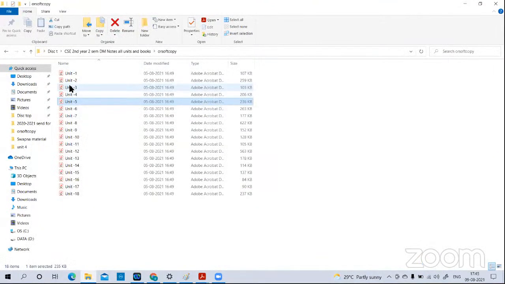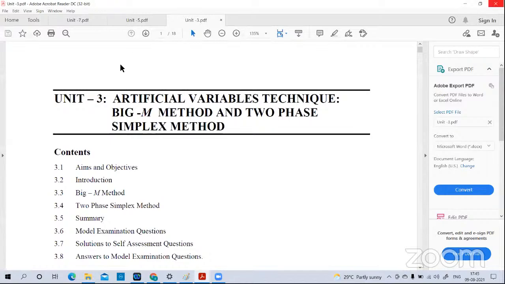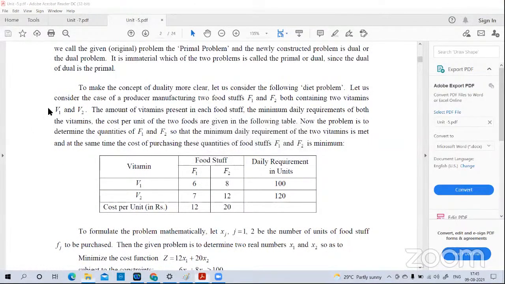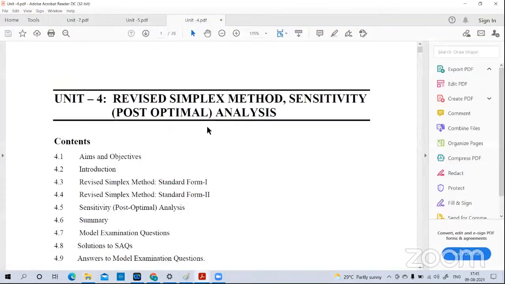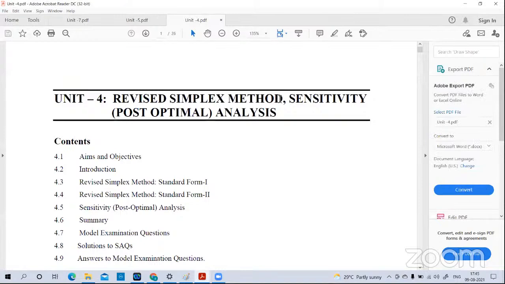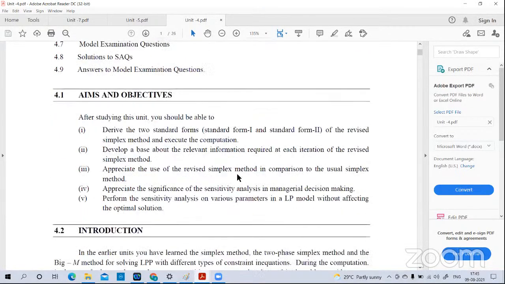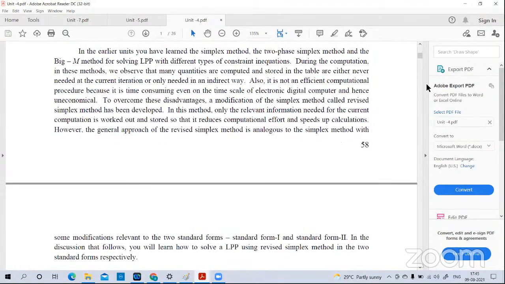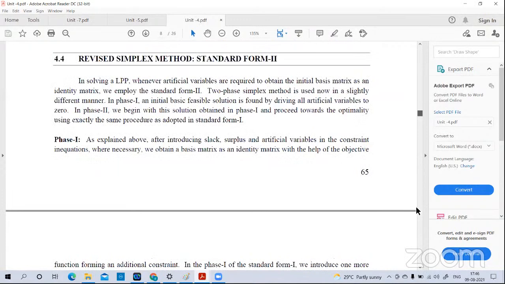The third topic I already completed, the method and the two-phase method, in the last class. Next, the fourth class is post-optimal or sensitivity analysis and the revised simplex method. Here, revised simplex method standard form 1 and standard form 2, and sensitivity. That is a total general, theoretical concept only. One problem we can discuss in the next class.